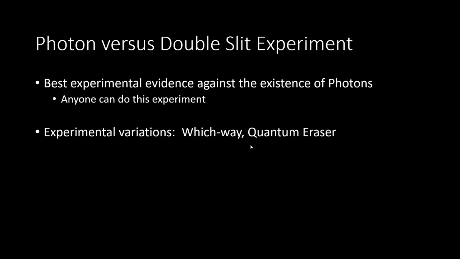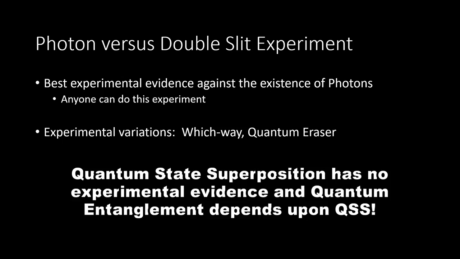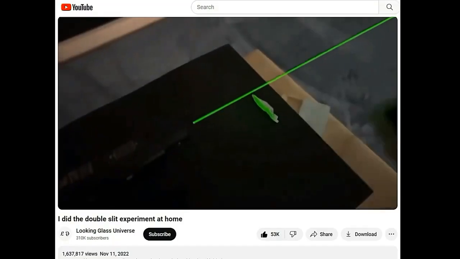And then the quantum eraser variations that I've seen rely on quantum entanglement. Quantum entanglement requires quantum superposition to be a real thing. So we're just going further off the deep end with these experimental variations of the double slit experiment. You can see the two sides of the beam interfere and cancel out. Again, just like a wave should.